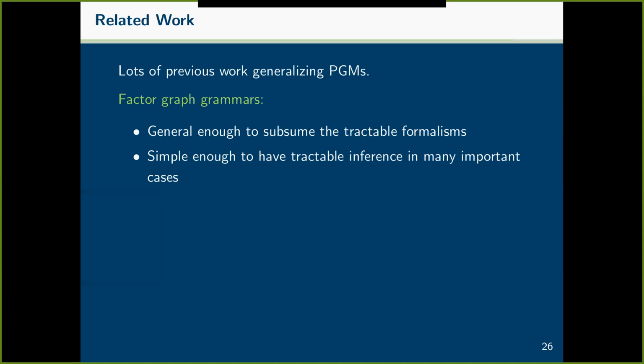As I said, they're more powerful than the four tractable formalisms that I mentioned earlier, but they also still have tractable exact inference in a lot of cases. And so obviously factor graph grammars are not going to be the thing you want to use for everything. If you can solve your problem just using a regular old factor graph, by all means, go ahead and do that. But we feel that factor graph grammars fill a really important gap along the trade-off from tractability to expressivity.